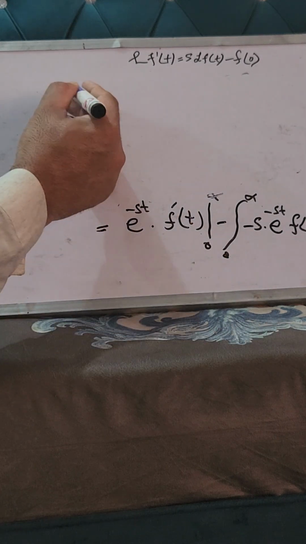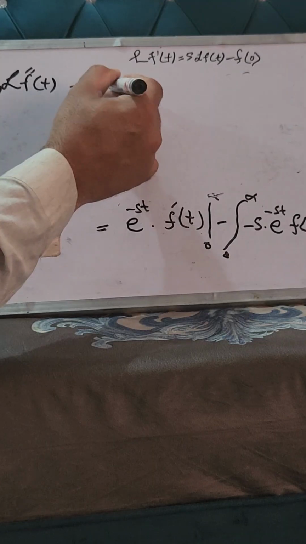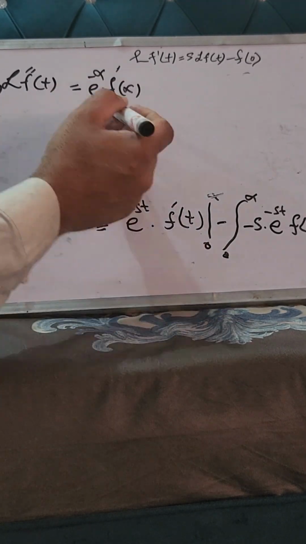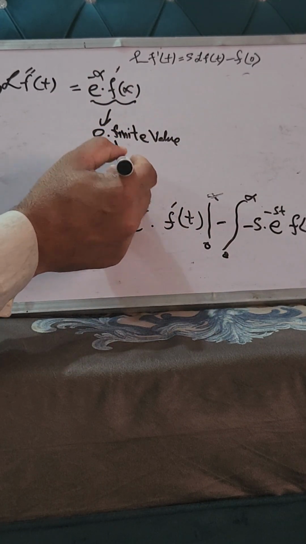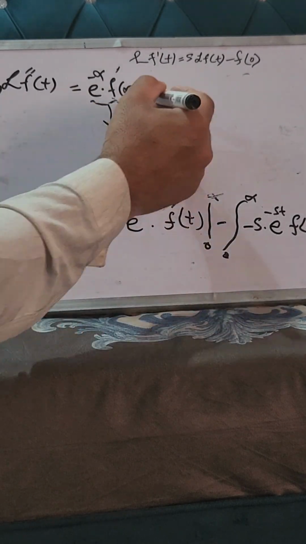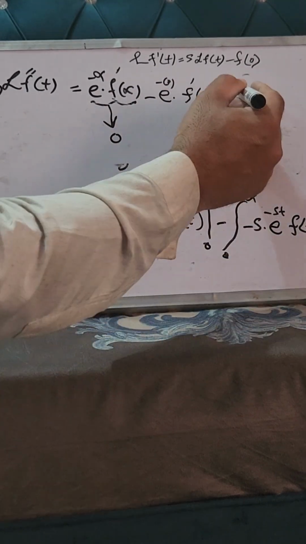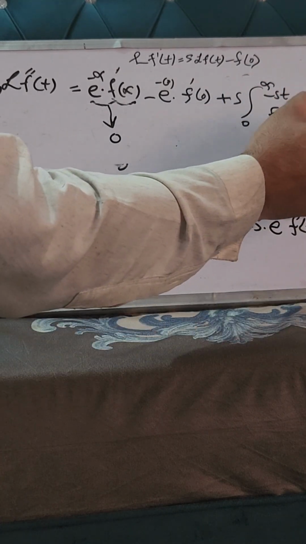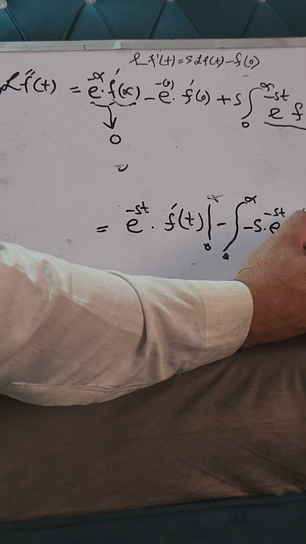So simplifying this, we get the Laplacian of f double prime of t equals e to the minus infinity. F of t is finite, so its first derivative is also finite. So this value will give 0 into a finite value, 0, minus the lower limit of integration, which is minus e to the 0 into f prime of 0, minus minus plus s, and this function over here was f prime of t, reducing one order.